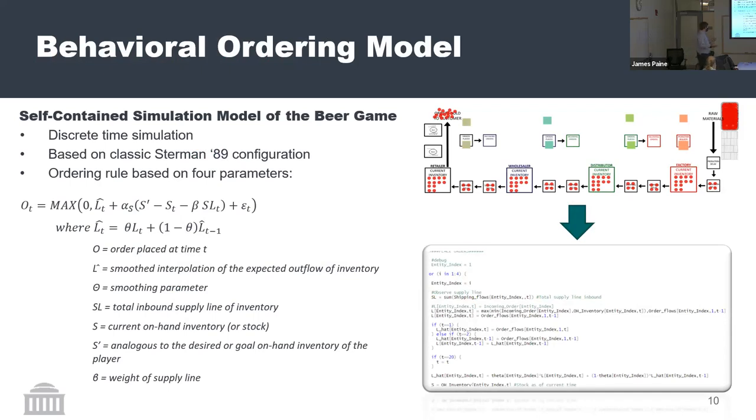This project created a discrete time simulation of the beer game based around the original Sterman 89 ordering rule. Small asterisk, and I'll talk about this later on in the presentation. While the rest of this presentation presupposes the Sterman 89 modeling configuration, I'm also chipping away in parallel at similar and related modeling rules to look for significant differences in the outcomes.